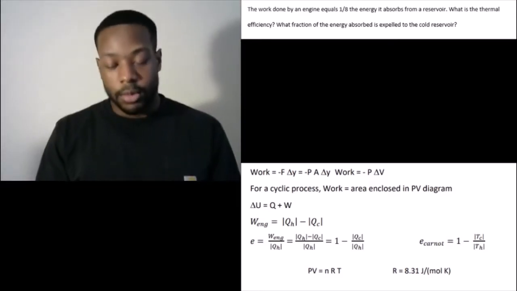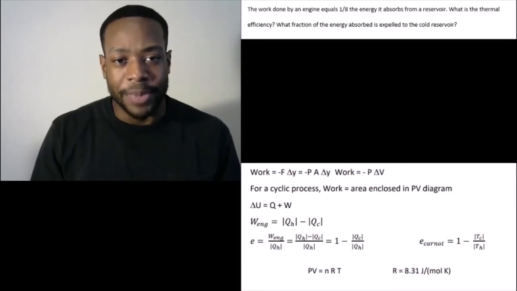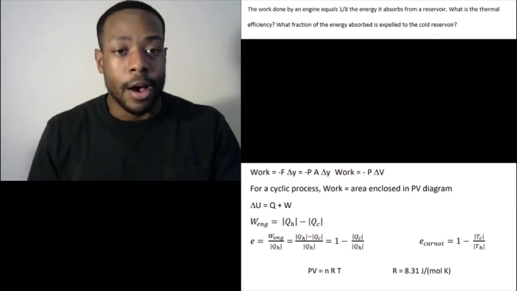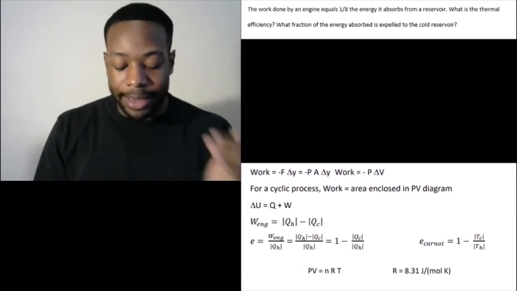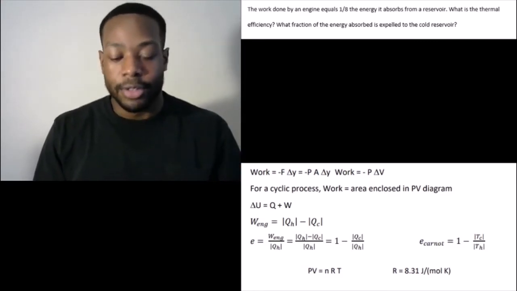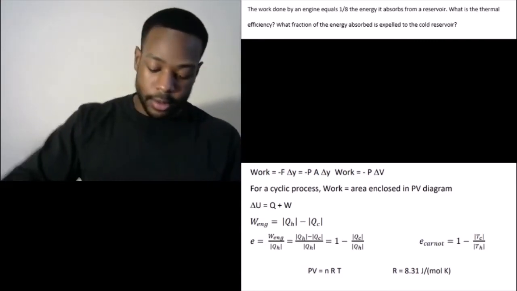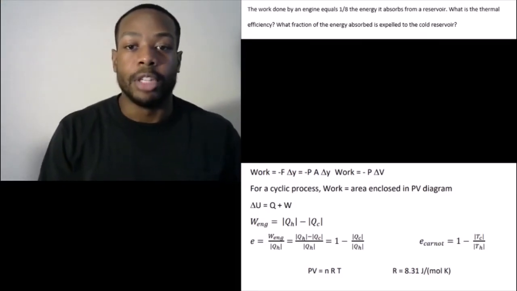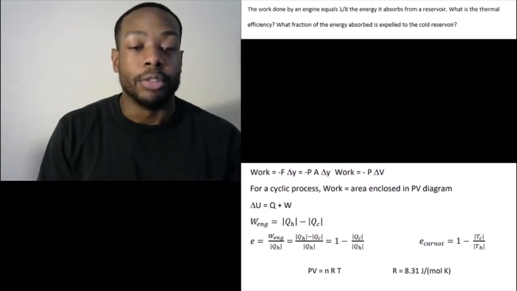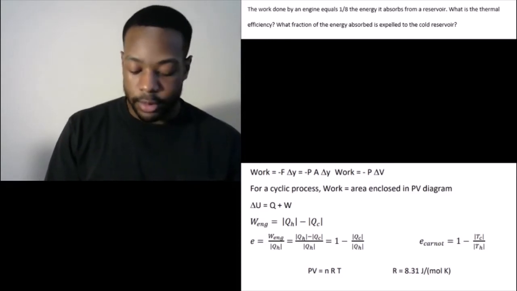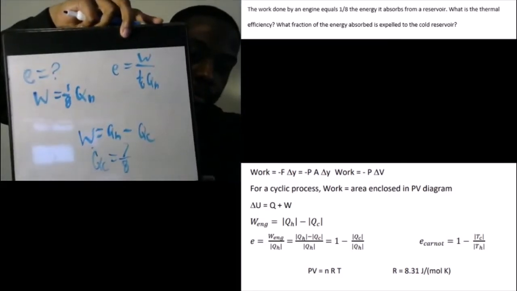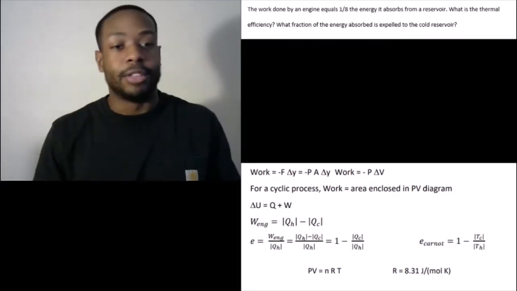So this is really simple as far as math goes. Like I've been saying, this isn't the most math-intensive section. 1 minus QC equals 1/8. QC has to be 7/8, right? So the answer for the fraction of the energy absorbed that's expelled to the cold reservoir is going to be 7/8. And that's not too tough at all.